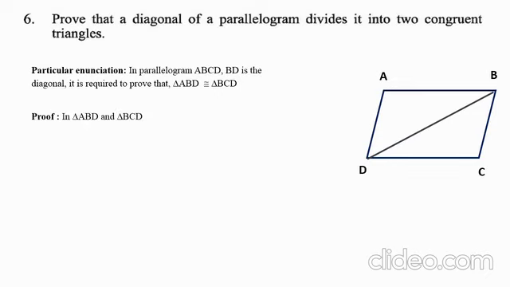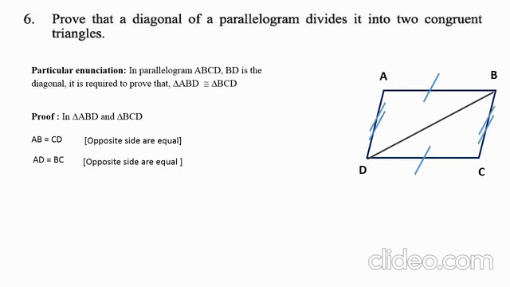In triangle ABD and triangle BCD, we may write AB equals CD, as we know the opposite sides of a parallelogram are equal. We may write AD equals BC, also opposite sides are equal. BD equals BD, meaning it is a common side. So triangle ABD is congruent to triangle BCD, following the SSS theorem. Proved.